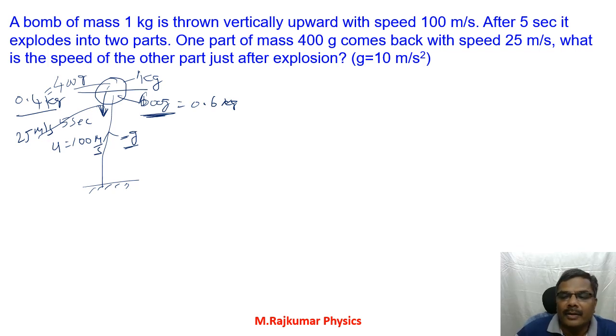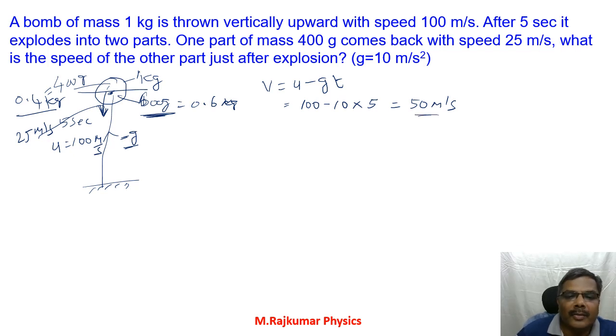Okay, we can use the law of conservation of momentum. The bomb is at some height, reaching it vertically upwards when thrown up. So what is the velocity of this mass here? It will be v equals u minus gt, because it is thrown up. The initial velocity is 100, g is 10, and it has been traveling for 5 seconds. So this will become 100 minus 50, which is 50 meters per second. So at this height, the velocity of the bomb is 50.